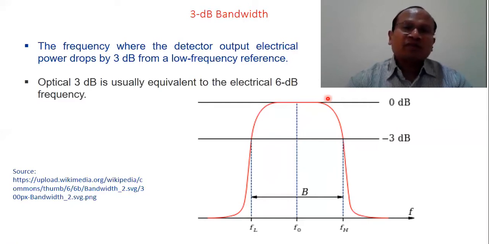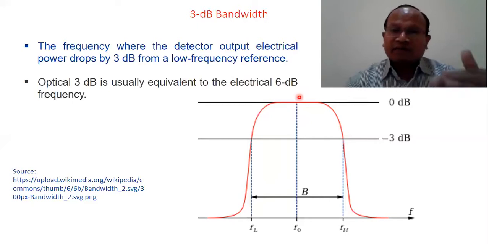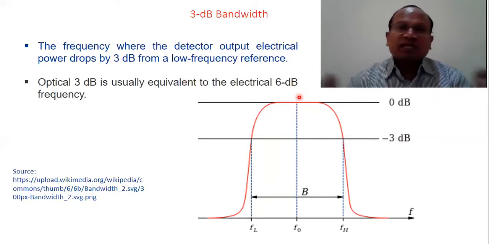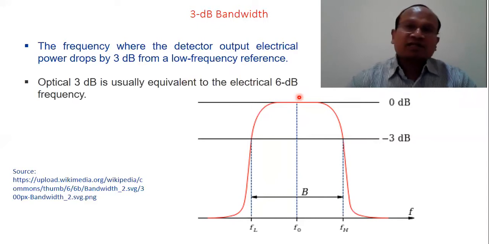As we know, bandwidth in the optical detector is actually the range of wavelengths, or rather a range of frequencies; it will be the range of wavelengths which will be detected. The frequency where the detector output electrical power drops by 3 dB from the reference value is called 3 dB bandwidth. That's a different thing, but let's understand what the concept of bandwidth is here in an optical detector.